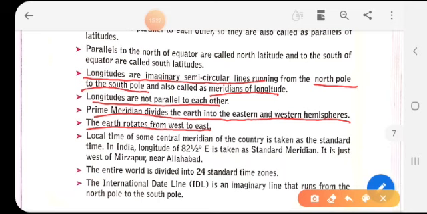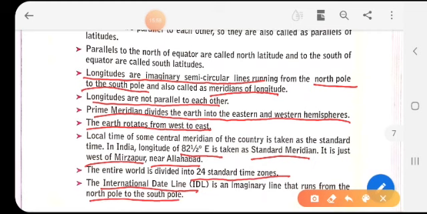Local time of the central meridian of a country is taken as the standard time, and in India, longitude 82.5 degrees east is taken as the standard meridian, which passes through the west of Mirzapur near Allahabad. Now, the entire world is divided into 24 standard time zones, and the international date line is an imaginary line that runs from the North Pole to the South Pole and passes through the Pacific Ocean.